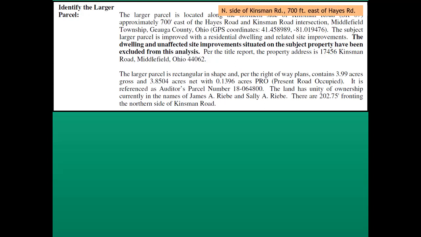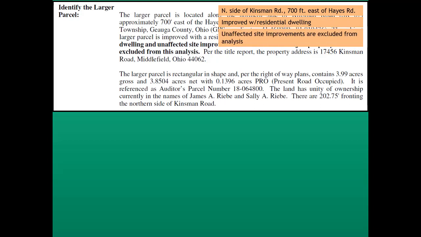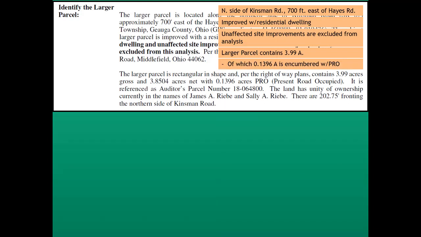Property is located on the north side of Kinsman Road, which is also State Route 87, and it's 700 feet east of the intersection with Hayes Road. It's improved with a residential dwelling. The unaffected site improvements are excluded from the analysis. The larger parcel contained 3.99 acres, of which 0.1396 acres is encumbered with PRO.